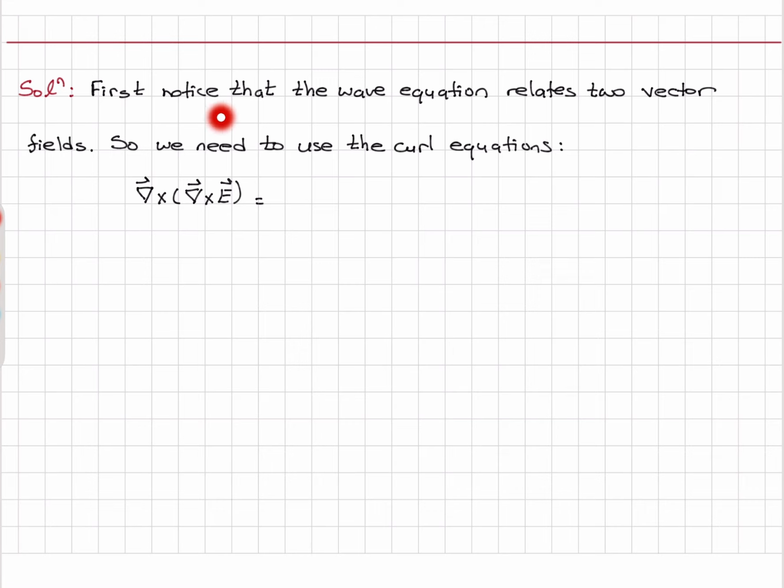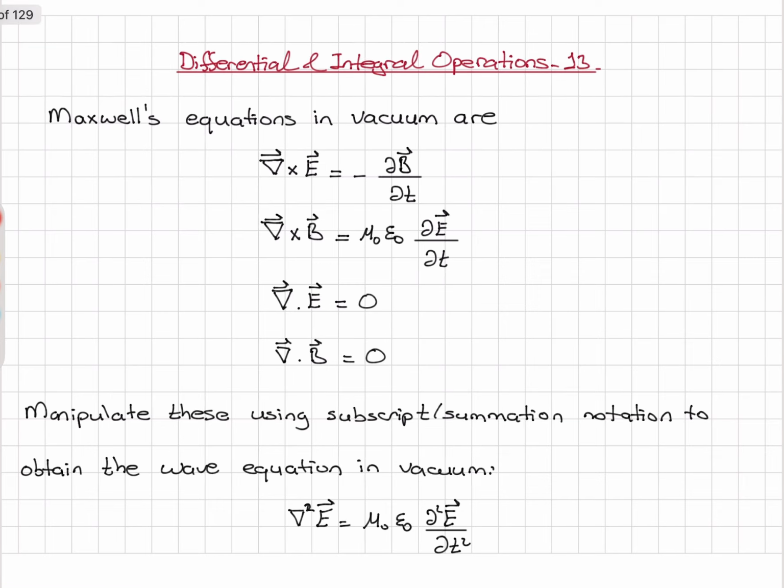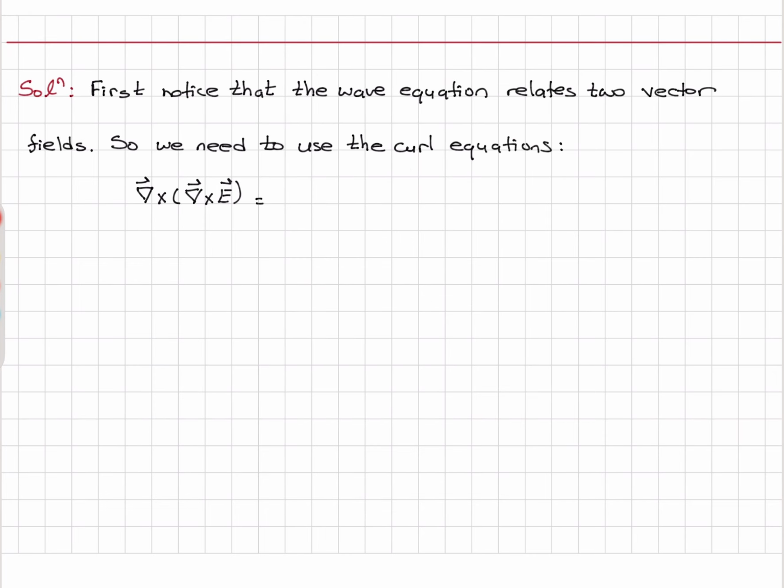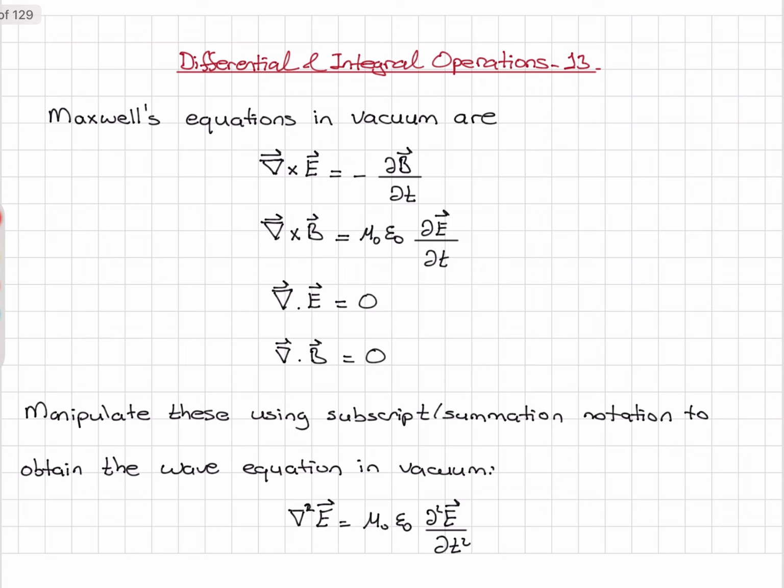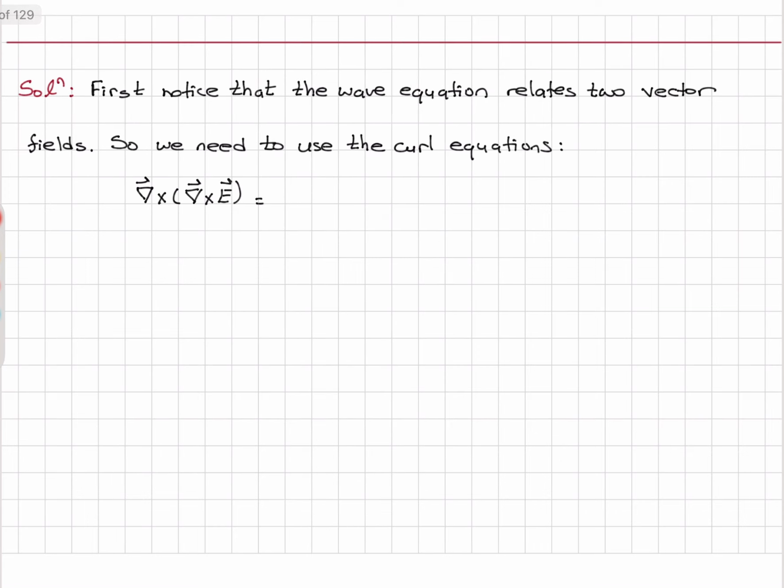Alright, so first notice that the wave equation relates two vector fields, magnetic field and electric field, so we need to use the curl equations. So let's start with curl E. So curl of curl E is epsilon ijk in ei hat direction, del xj, and curl E's k component.